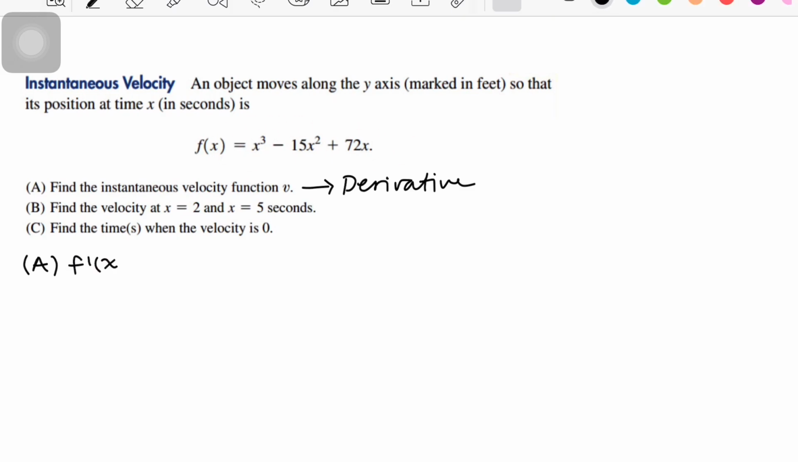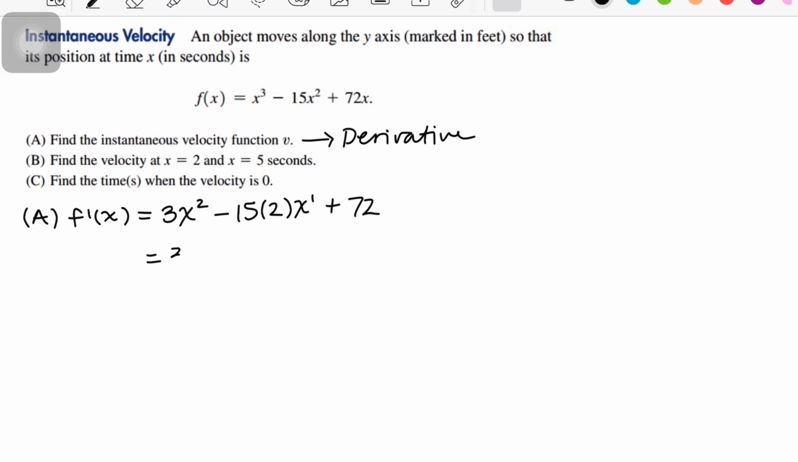So f prime of x, our derivative, what we'll do is, again, we'll take the derivative of each of these terms individually. So using the power rule in the first term, the 3 comes down, then we have x squared. Then we have that this 15 stays here, the 2 will come down, then we have x to the power 1. And then our last term here, we have 72x. So again, the 72 stays there, and then we have x to the power 1 minus 1, so that will just be 1.